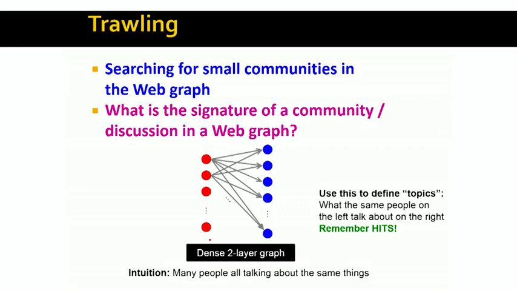we can think that a signature of a discussion or a topic in the web graph is to have this bipartite or two-layer structure, where we have a set of hubs on the left that point to a set of authorities on the right. So the idea is that these pages, the red nodes here on the left, all point to a set of authority or content pages on the right. What we want to do is go and identify dense two-layer graphs in a big web graph. The idea here is that a set of people talks about the same topic.